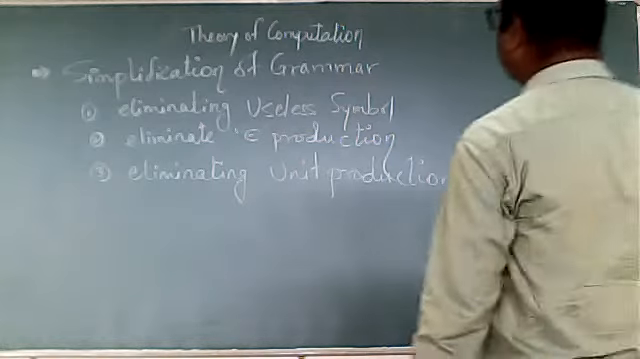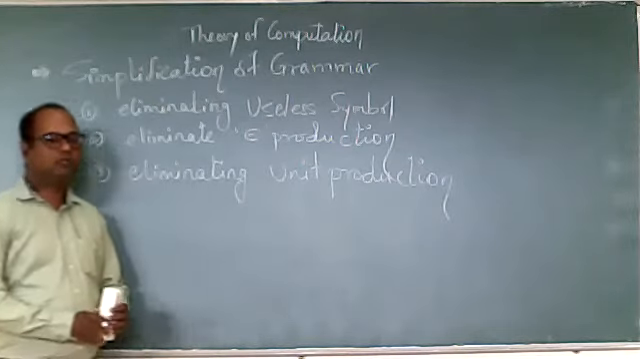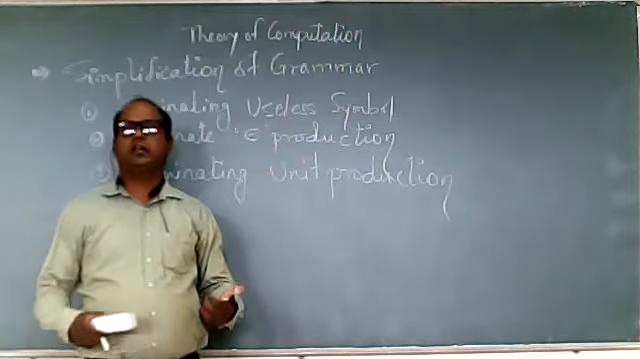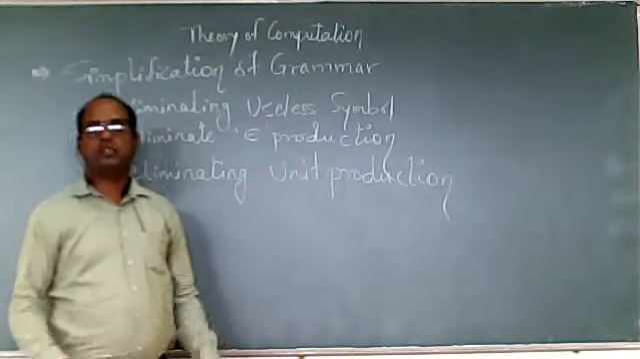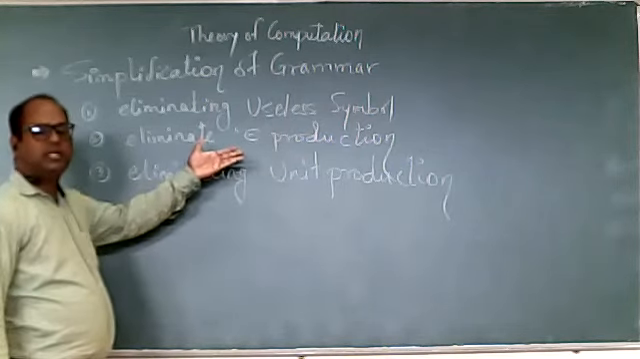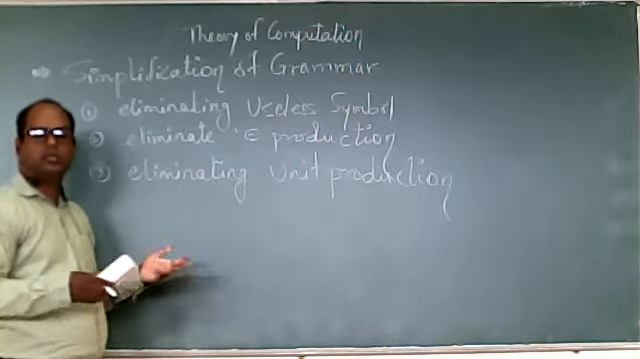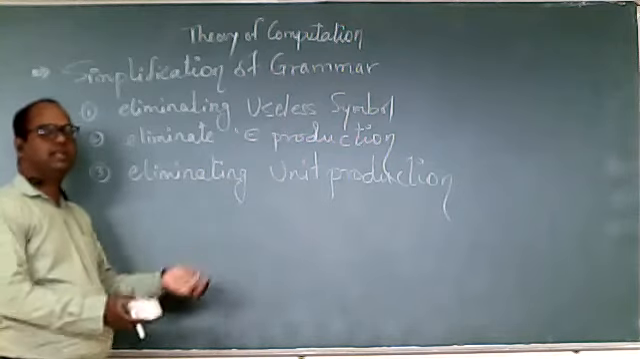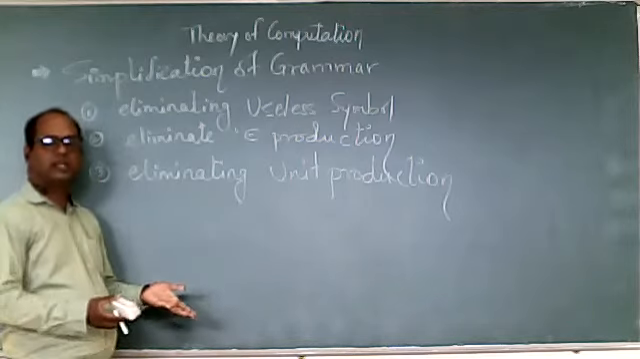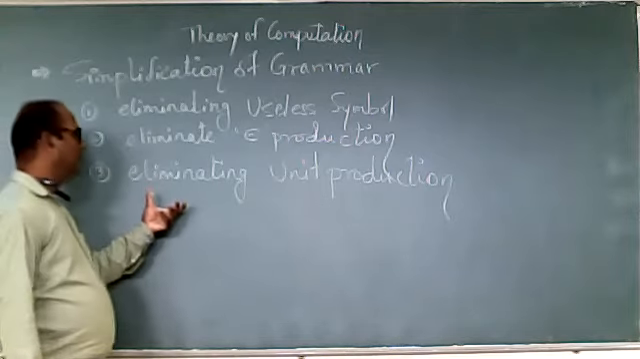Okay. First is elimination of useless symbols. Now, what do you mean by useless symbol? A useless symbol is a symbol which cannot generate a string. Second, eliminating epsilon productions. Wherever we have epsilon productions, we'll try to remove them, because using epsilon productions will not make any sense in the string, because epsilon doesn't mean anything. So we'll just remove that.